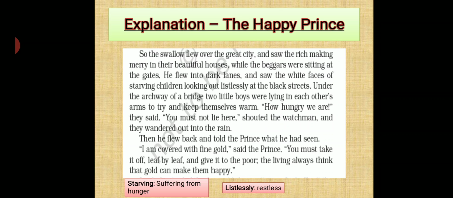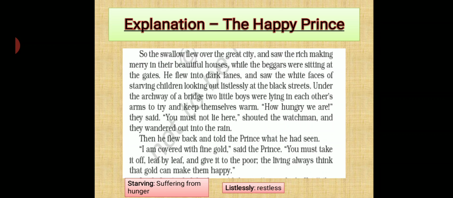So the swallow flew and took a round over the city and saw that the rich people were living happily in their beautiful houses and they were partying while the poor people were begging. So all the rich people, they were very happy. They used to do parties while the poor people, they were begging and sitting outside the gates of the rich people. Then he went to the dark lane where there was no light also and the poor people lived. There he saw that children were hungry due to which their faces had turned white.